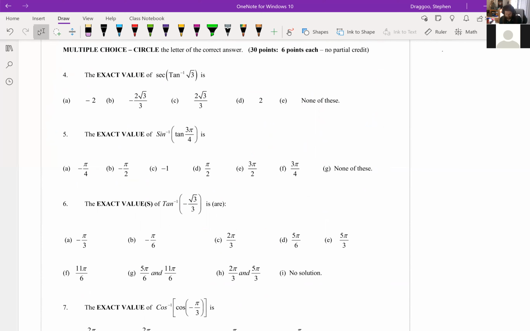So we want the secant of the tangent inverse of square root 3. So this will be the secant of pi over 3, since the tangent inverse of square root 3 is pi over 3. And the secant of pi over 3 is 1 over 1/2, or 2.